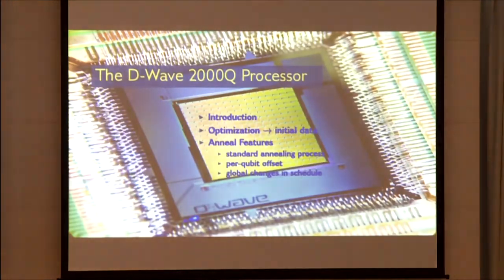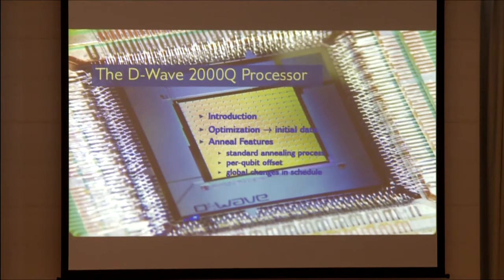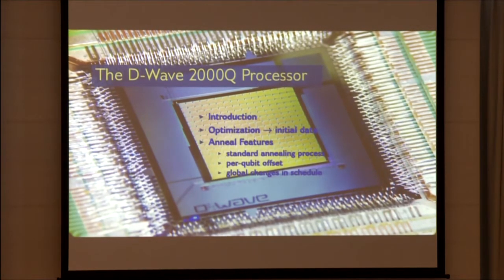So I'll do a brief introduction of the processor itself. I think a lot of people are familiar with the basic idea of quantum annealing processors. I'm going to talk a little bit about some initial optimization data on a synthetic benchmark class we call the frustrated cluster loop class. And I want to spend the bulk of the talk on some things that we're very excited about with this new generation of processor.